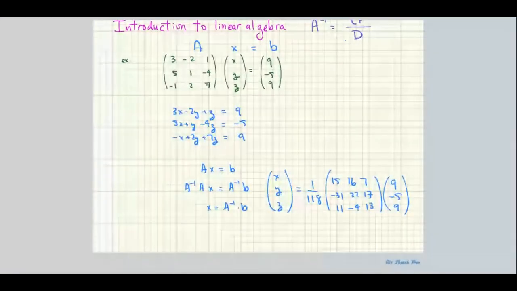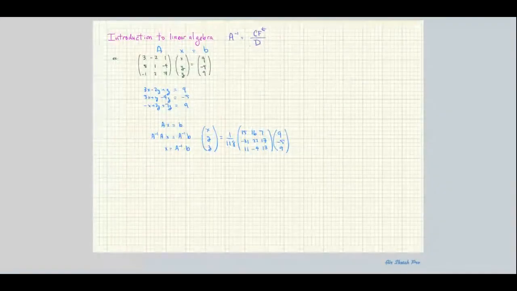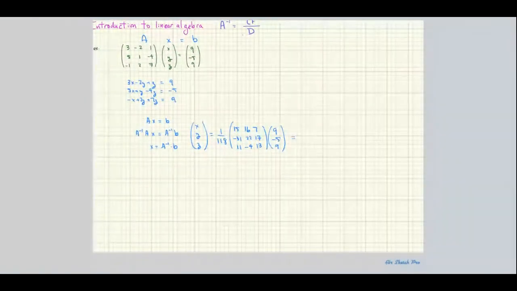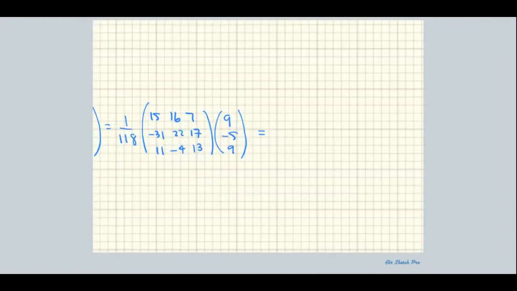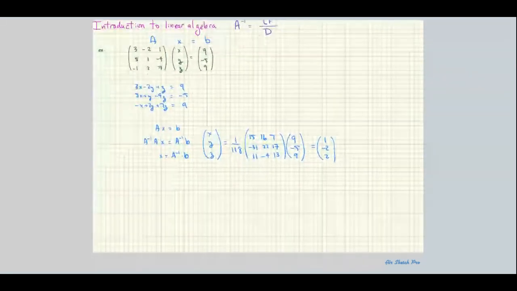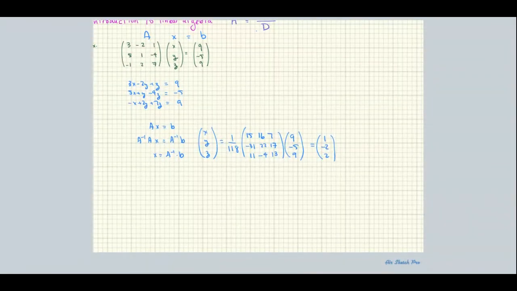Okay? And so we calculate that out, either longhand as an exercise in matrix multiplication or not, and we ended up with what? It was 1, -2, 2. And that is your solution for x, y, z.